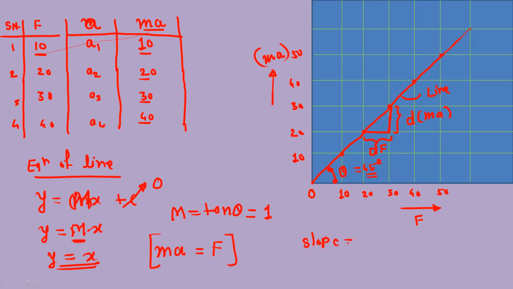So slope is equal to tan theta, and that is equal to d(ma) upon dF. Okay, so this is the slope equation. So tan theta means tan 45, and therefore it is 1.